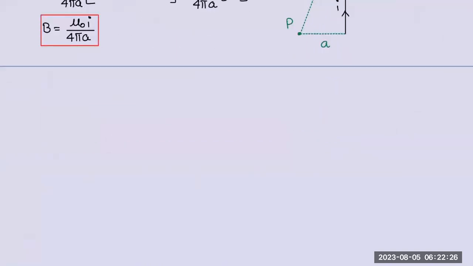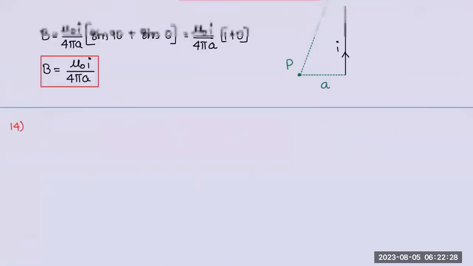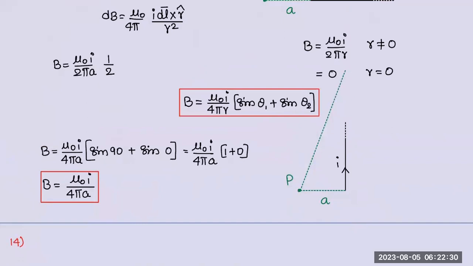Question number 14. A circular loop of radius r is equal to 20 centimeter, so 0.2 meter directly, right? And carrying current I is equal to 2 ampere. Find the magnetic field at the center of the loop.